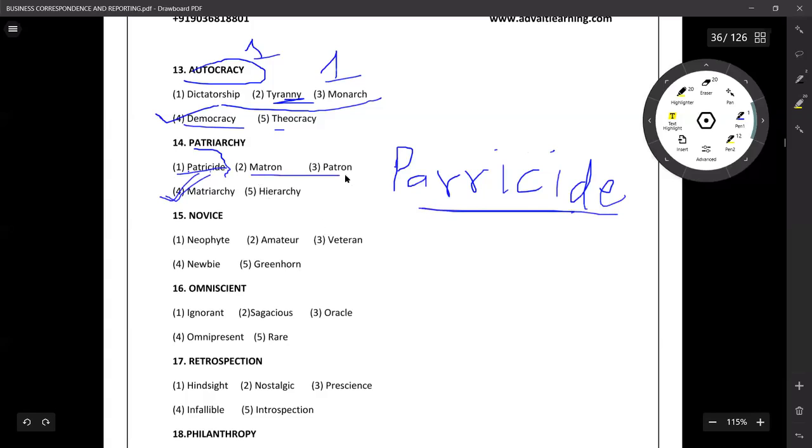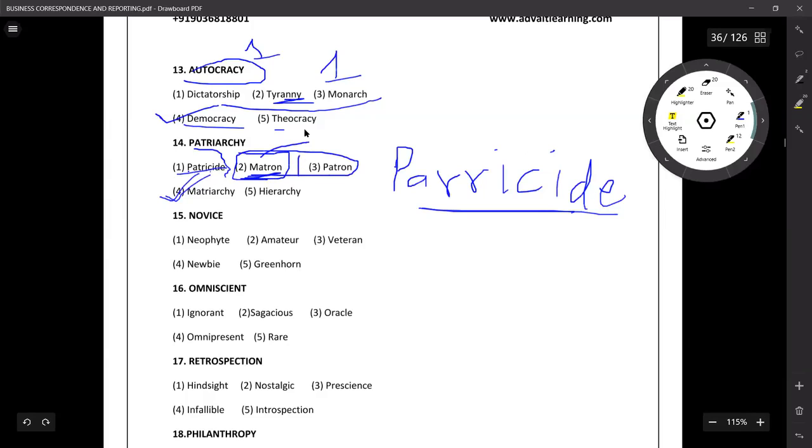Okay. Matron and patron, guys. Any of you live in a hostel, or any of you live in a boarding school? Have you been to a boarding school, hostel? No? Okay. In a hostel, especially a girls' boarding school, the governess of that hostel will be called a matron. Matron means a motherly figure. Patron means a fatherly figure.